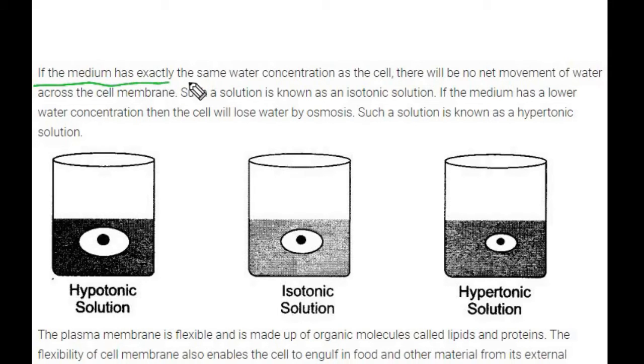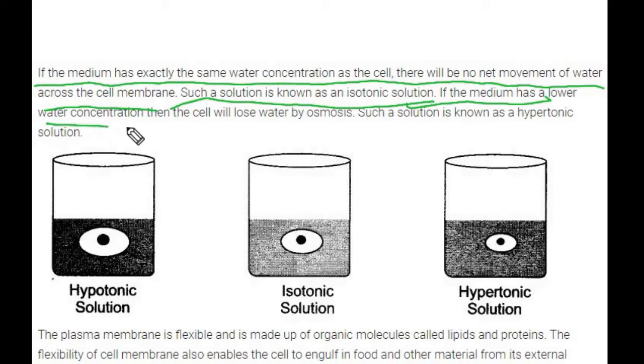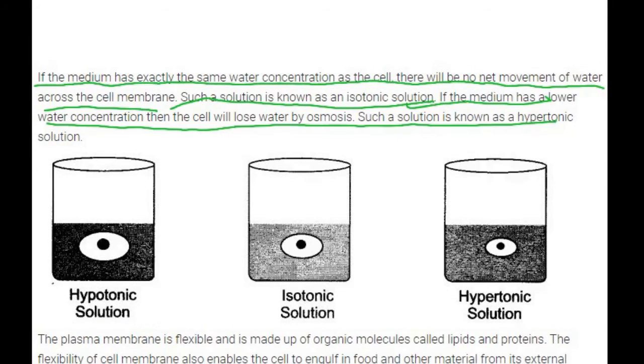If the medium has exactly the same water concentration as the cell, there will be no net movement of water across the cell membrane. Such a solution is known as isotonic solution. And if the medium has a low water concentration, then the cell will lose water by osmosis. Such a solution is known as a hypertonic solution. So if you look at this picture, this is a hypertonic solution. And in a hypertonic solution, the concentration of the liquid, as you can see here, is high.